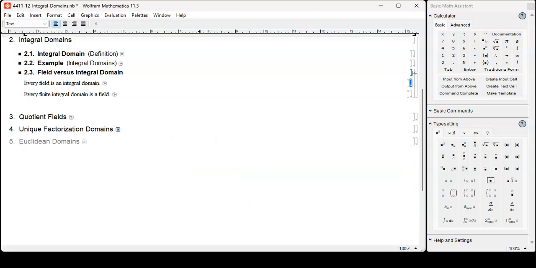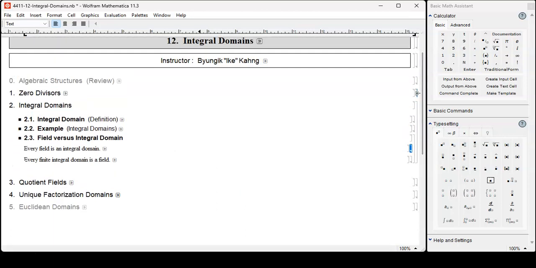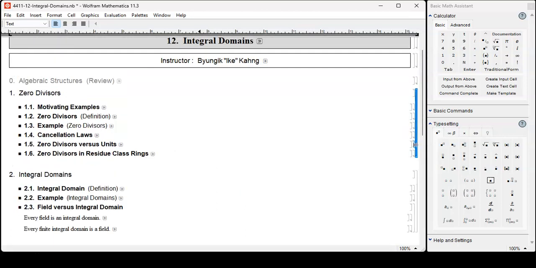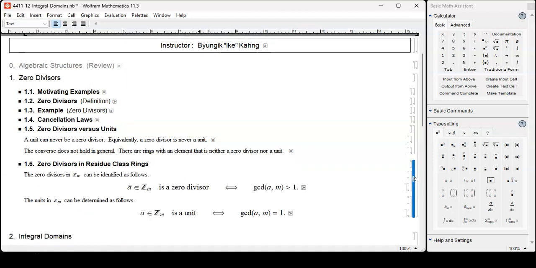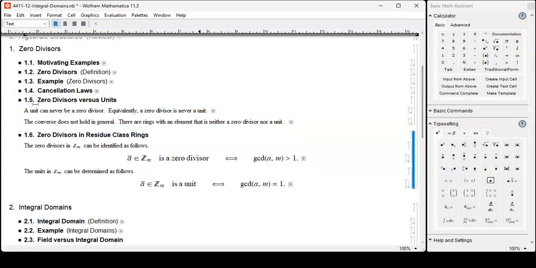And then let's go back to 1.5 and 1.6. A unit can never be a zero divisor, and equivalently, a zero divisor is never a unit here, so we prove that. And the converse does not hold in general.